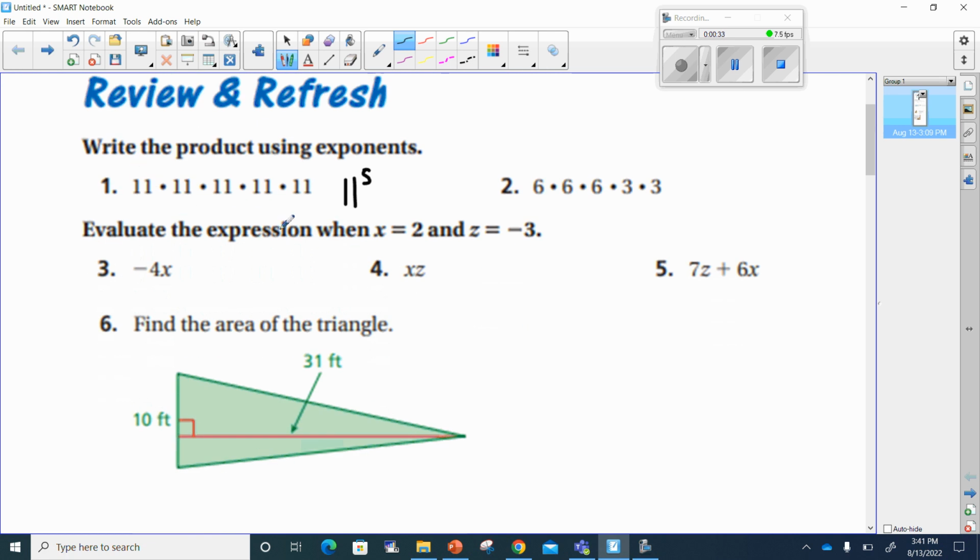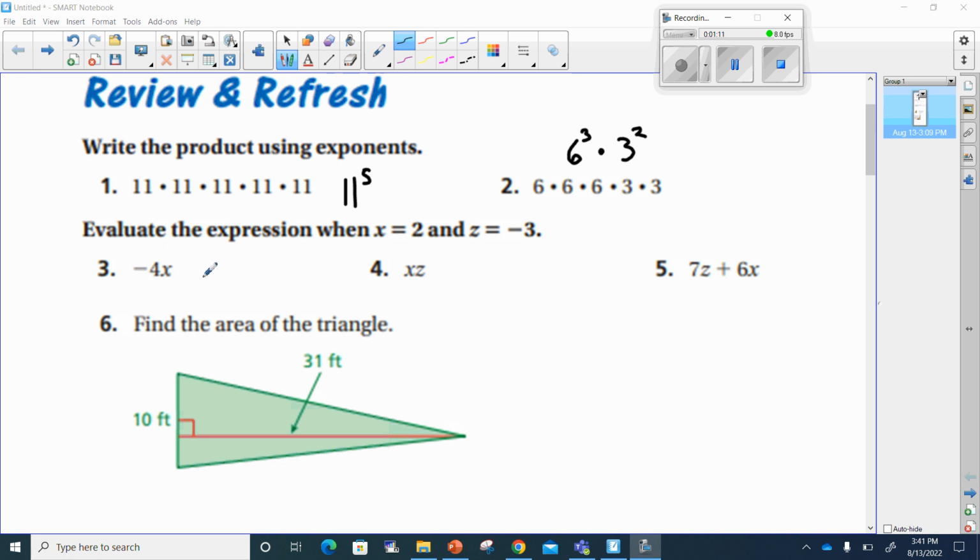All right, evaluate the expression when x equals 2 and z equals -3. I just noticed number 2 was a lot different than number 1. So I'm going to do this one, and if I see it in the future, then I'm going to leave it for you. This here would be 6 to the third power, because there's 3 6's multiplied to each other, and 3 to the second power, and then you would just show them multiplied to each other like that. All right?